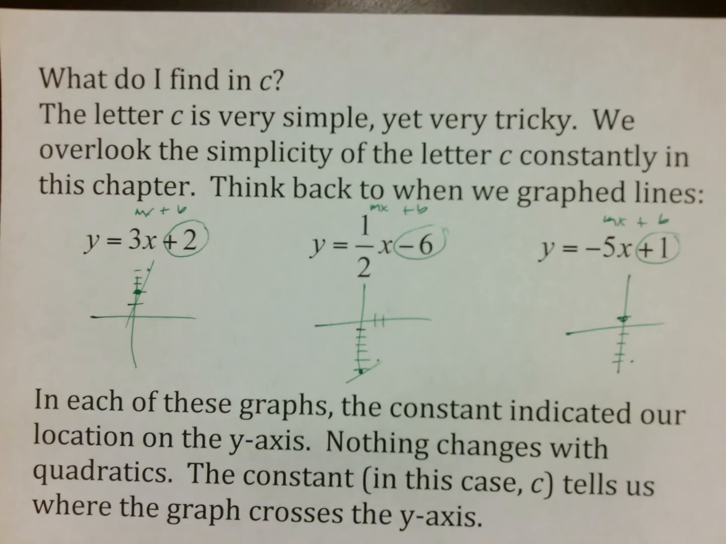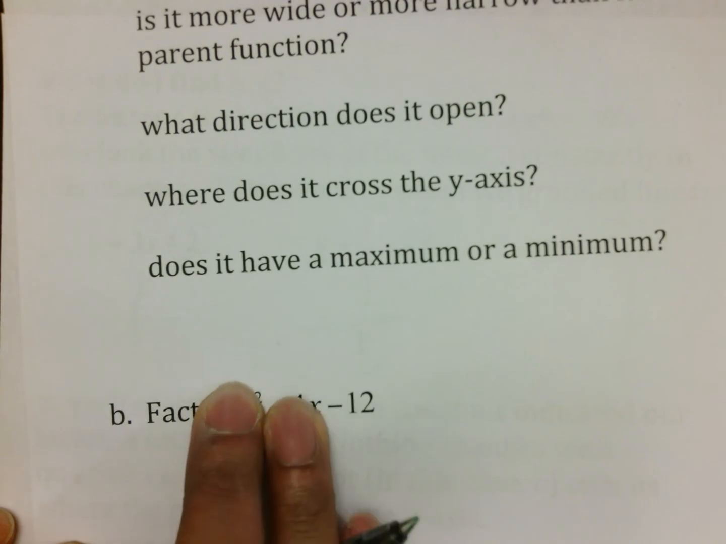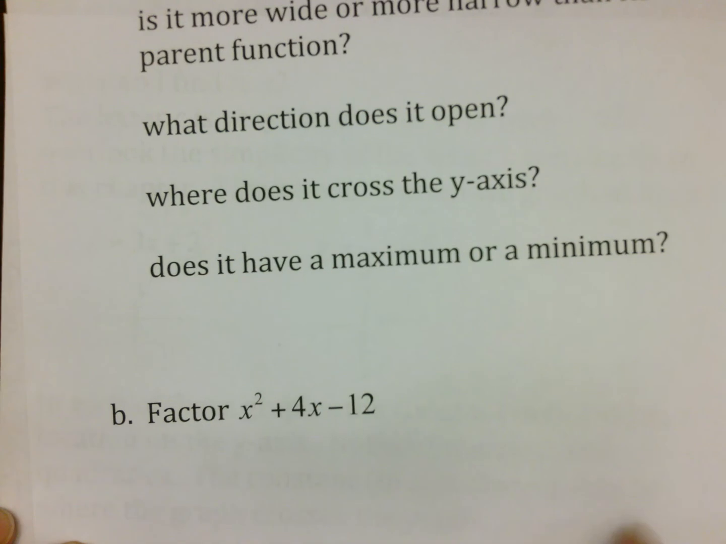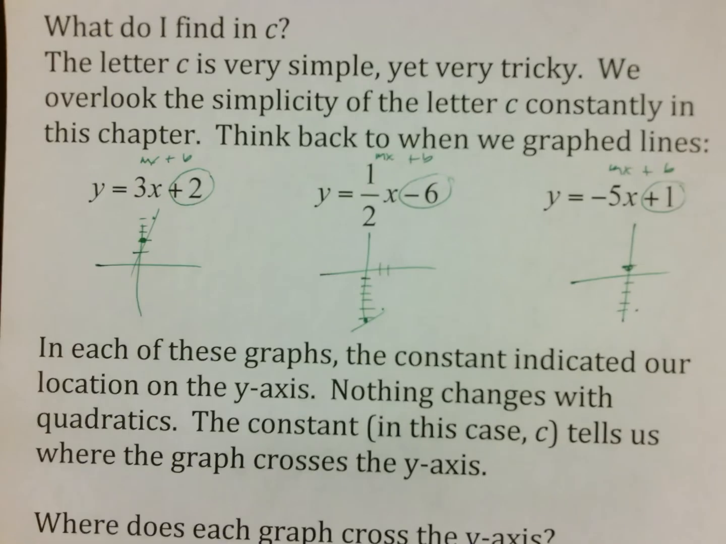I think I should have something here. Let's see. I'll just take one from where we're going. If you consider this, if we were to take the x's away, that goes away, that goes away. Notice that the only number left is c. And so what c actually does for you is it is still your y-intercept. Alright? So in each of these graphs, the constant indicated our location on the y-axis.